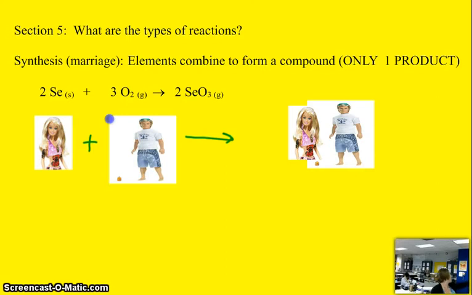An example of that chemically is here, where you have selenium all by itself and oxygen all by itself, and then they combine to make one compound, one product, only one thing to the right of the arrow, selenium oxide. So that's an example of synthesis. Synthesis is when elements combine to make a compound. It's very easy to recognize because there's only one thing to the right of the arrow.